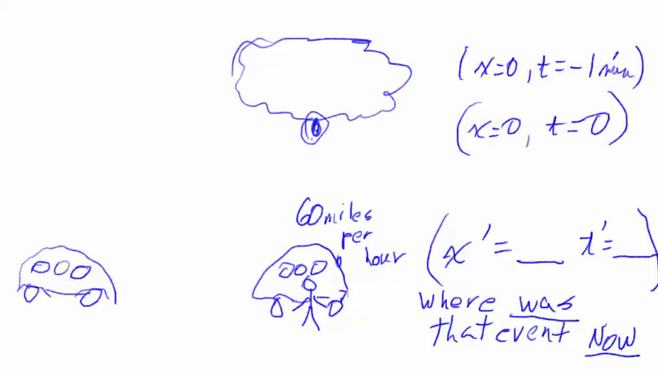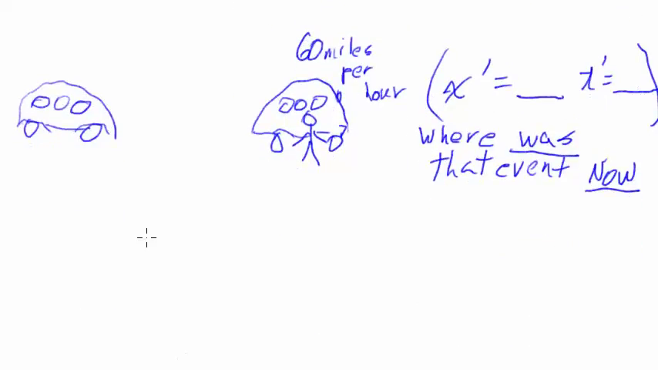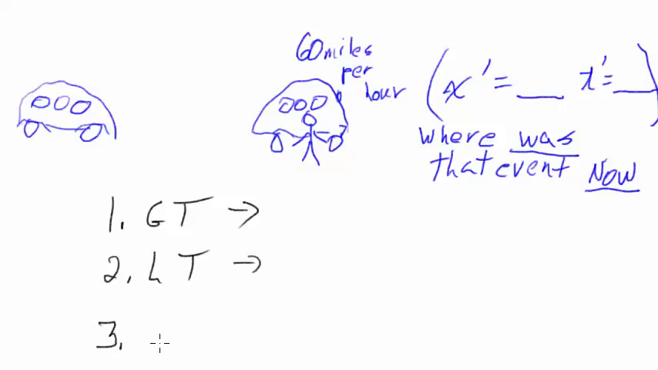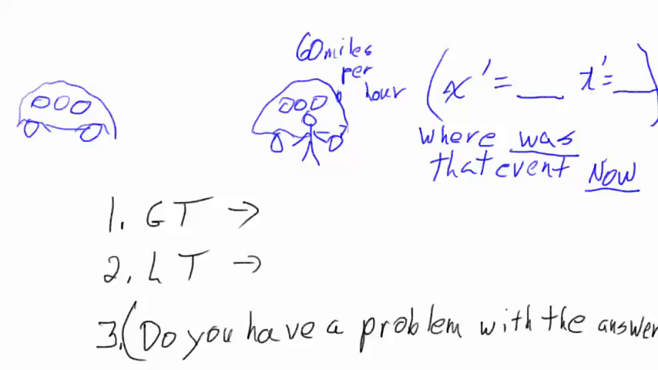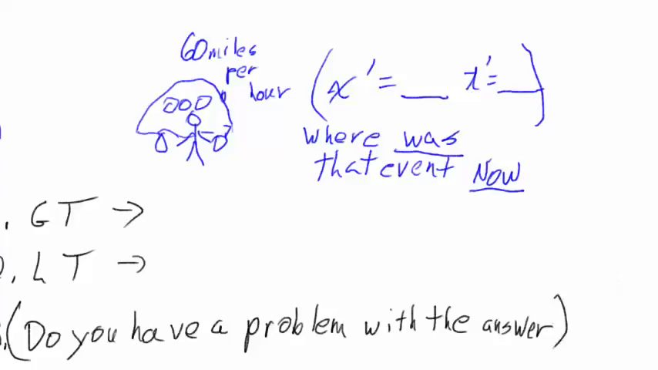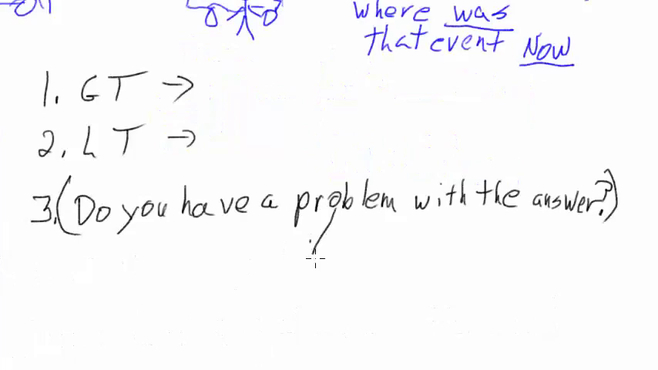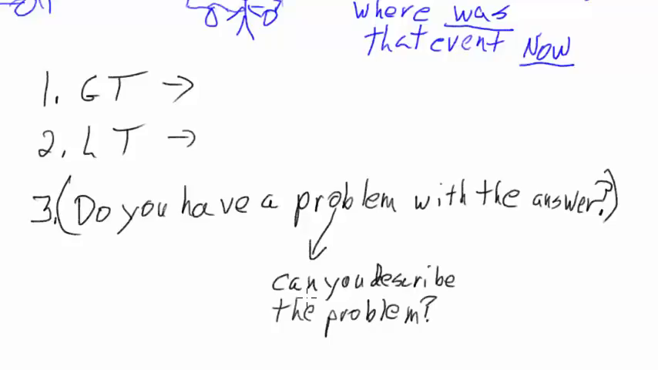Now, there's two parts of this question. I guess more than two parts. One, get it with the Galilean transformations. Two, get it with the Lorentz transformations. See what the difference is, if there's any measurable difference at all. And three, and this is the really important part of the question, do you have a problem with the answer? And if you do have a problem, can you describe the problem?